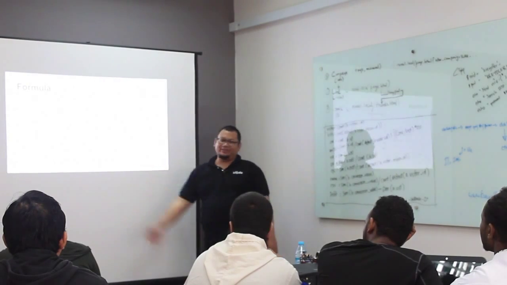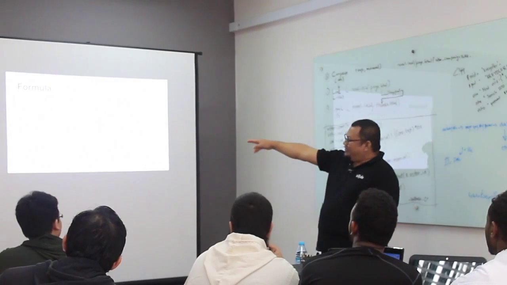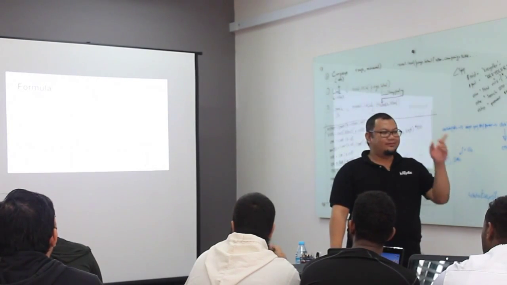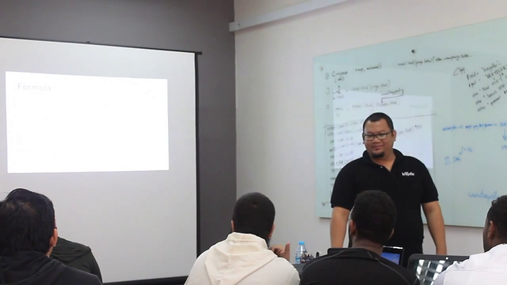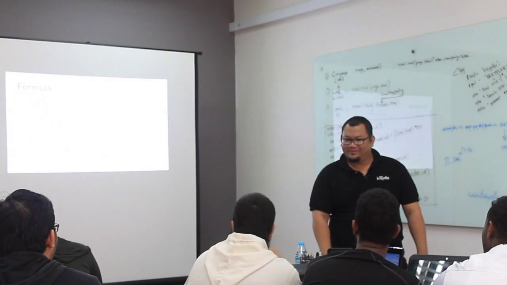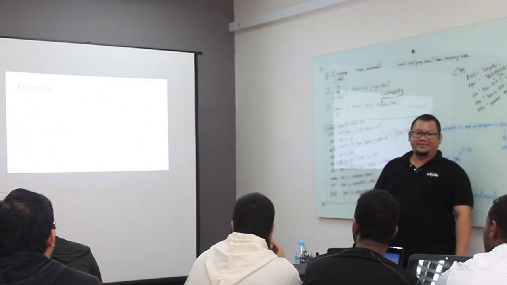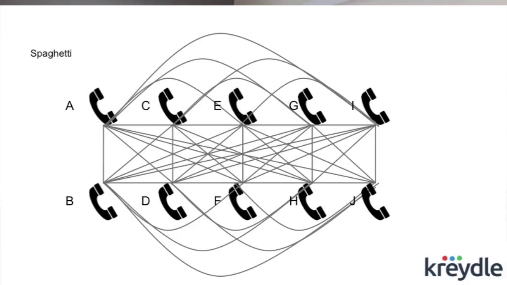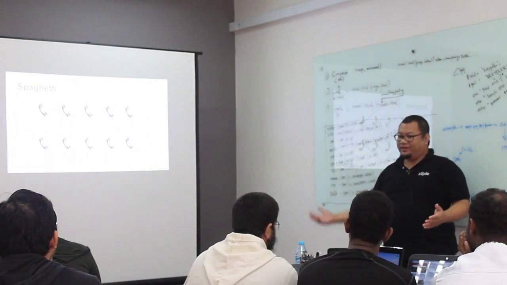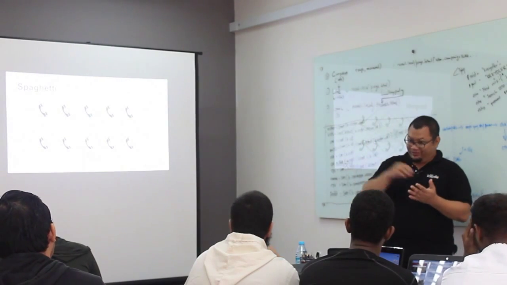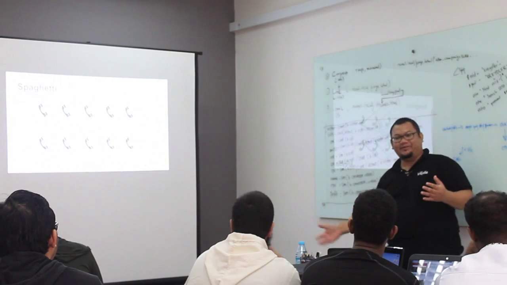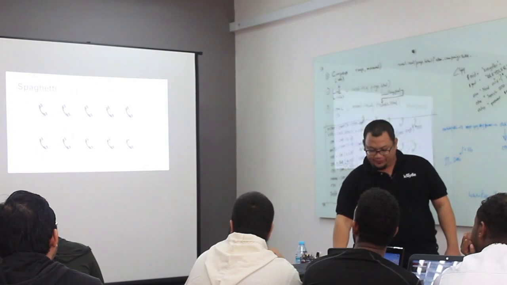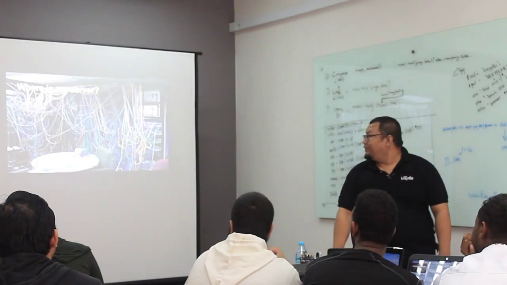Now that you have the formula, you can answer this: how many lines of connection do we need for 1000 phones? Anyone? Okay, 499,500 line connections. So these things become messy and become spaghetti. At first, we create simple code, and it looks really nice. Then we add more functions, and inside a function there are more function calls, and we add more, and it becomes complex like this. So this is why spaghetti happens, and we call it spaghetti code.